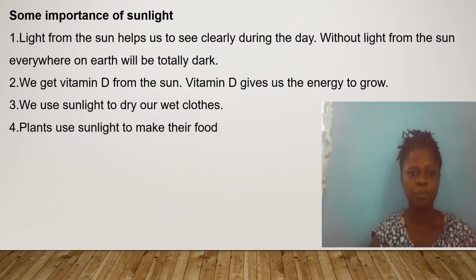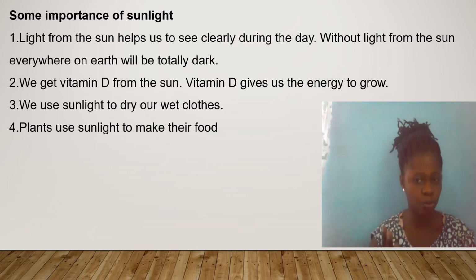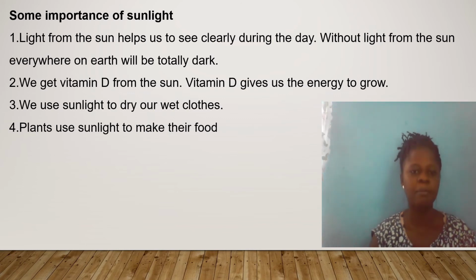Now let's look at some importance of the sunlight. What do we use the sunlight for? It helps us to see clearly in the day. It also helps us to see everywhere on earth, and it also prevents darkness. It gives us vitamin D, which helps us to grow. We also use the sunlight to dry our clothes after we finish washing. Plants also use this to make their own food.